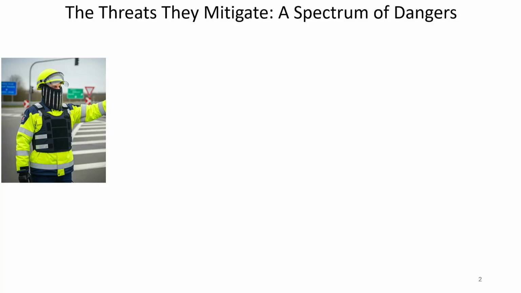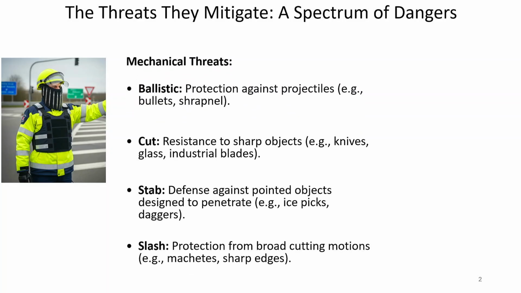So, the different types of threats you can see here. So, if we see the spectrum of dangers from the mechanical threats, one is ballistic threats, that is very common protection against projectile. So, if there is any bullet, shrapnel, if this type of threats are there, that threat is classified as ballistic threat.